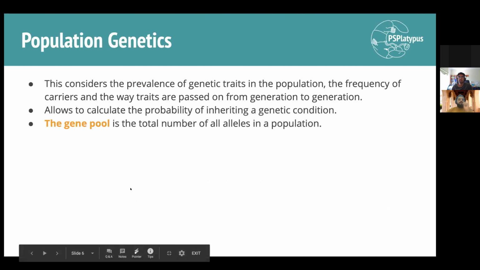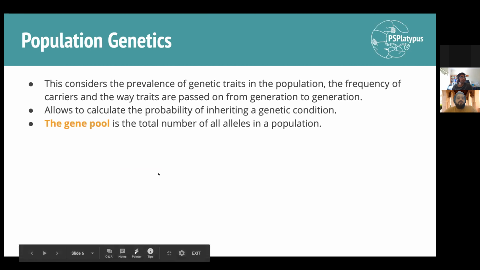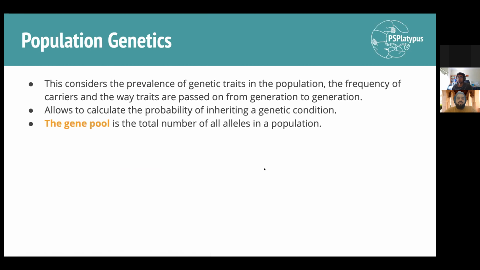Then we'll talk about population genetics. It's very important because it considers the prevalence of genetic traits in a population, the frequencies of carriers, and the ways traits are passed from one generation to another. This will enable us to calculate the probability of inheriting a genetic condition or disease. And then we have the definition of the gene pool, which is the total number of all alleles in a population.